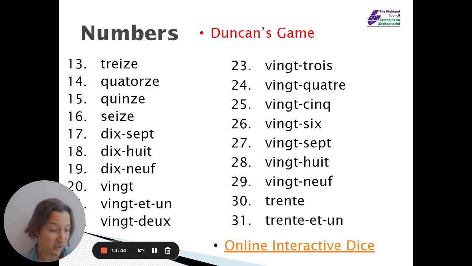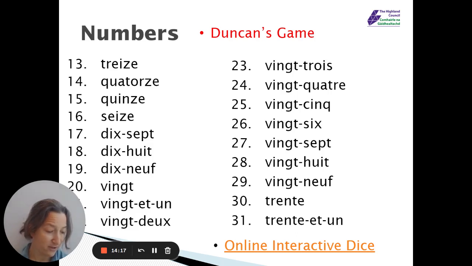We can also look at using dice, whether that be normal dice or whether it be interactive dice online, getting children to add and work out the answer in French, or even multiply as they get older. And if we're using interactive dice, you can have 1, 2, or 3 dice. So can we add them up? Can we even multiply them? So trying to tie in with their maths and what they're learning in maths as well.